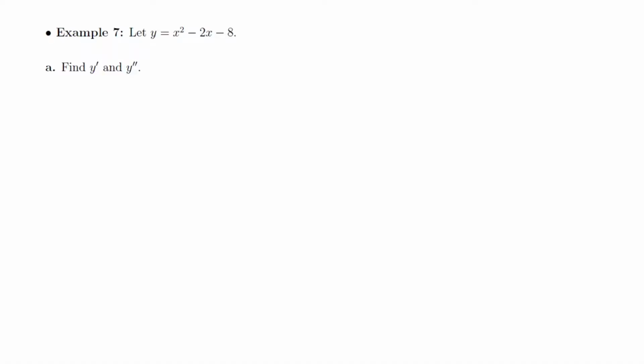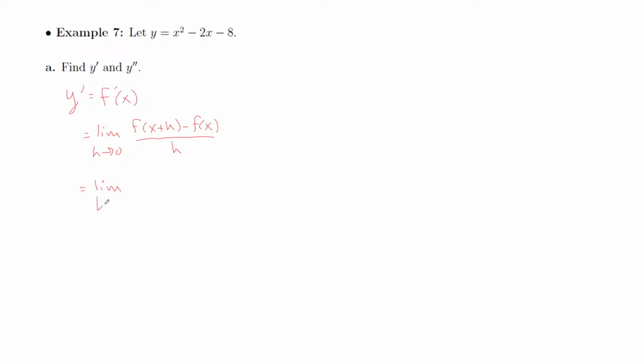All right, so in example 7, let's take a look here. They want us to find y prime and y double prime. So we know what that means now, right? Using our limit definition of the derivative, understand that y prime is just f prime of x, which is just the limit as h goes to 0 of f of x plus h minus f of x all over h.